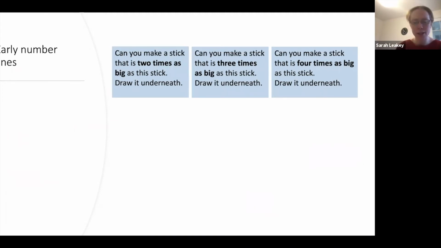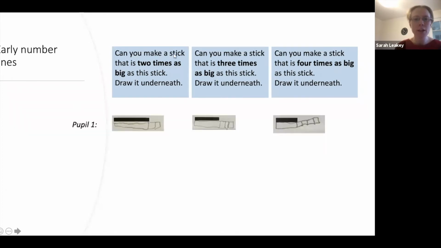I want to emphasize this work was from some P3 pupils. This was just sort of experimentational. It wasn't based on any kind of particular learning, but we had been looking at fractions. So can you make a stick that is 2 times as big as this stick? Draw it underneath. And then 3 times as big, 4 times as big. So the pupil draws the stick and then just draws 2 extra bits, 3 extra bits, 4 extra bits.